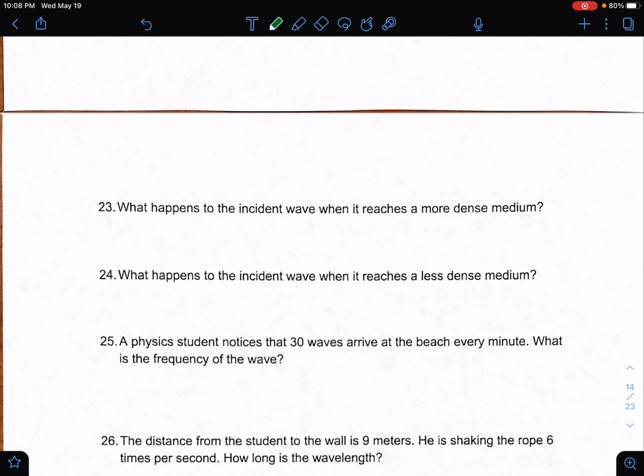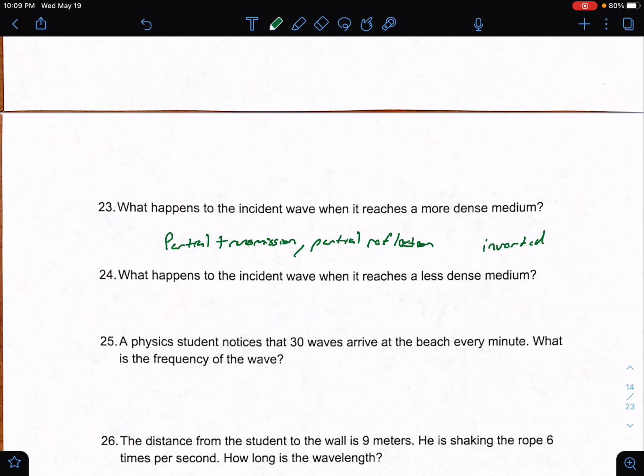Okay, 23, what happens to the incident wave when it reaches a more dense medium? Okay, so that means you are going to have partial transmission. Part of the wave is going to go through the medium, and then you're going to have partial reflection. So part of it's going to come back. And when you go from less dense to more dense, the reflected wave is going to be inverted.